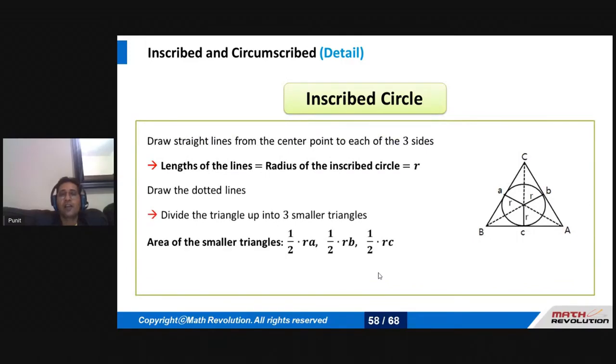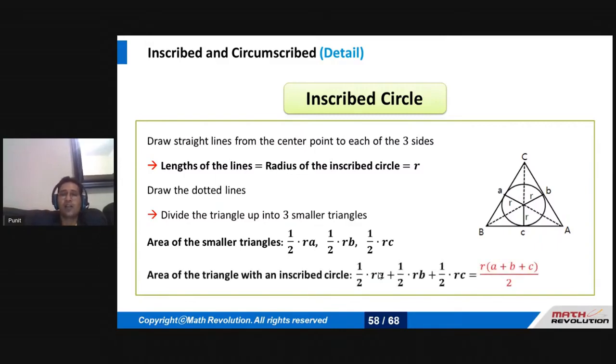So what we do is we draw a straight line from the center point to each of the three sides. The length of these lines acts as the radius of the inscribed circle, which is r. Then we have drawn the dotted lines, as you have seen there. Now we divide the triangle into three smaller triangles. The areas of the smaller triangles are one over 2 times r a, base into height, half times base into height r b, half times base into height r c. If you add all of this up, we get the area of a triangle with an inscribed circle.